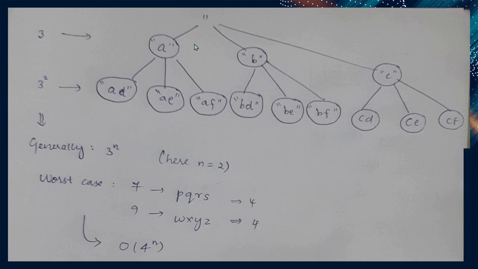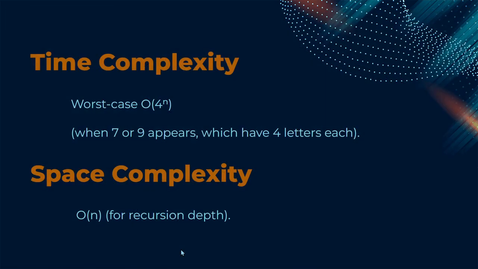For example, here we had only 2, 3. So that is called n here. Because of that, 3 to the power 2 is generated. But in the case of 7, the corresponding characters are PQRS, whose length is 4. If it is 9, the corresponding characters are WXYZ, whose length is 4. So in the general case, we can write it as O of 4 to the power n is the time complexity. And this is what explained here. Because it is implementing recursion due to backtracking, the recursion depth is going to be n, and hence the space complexity is O of n.